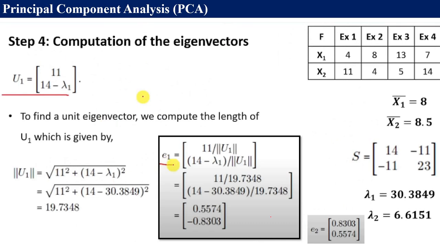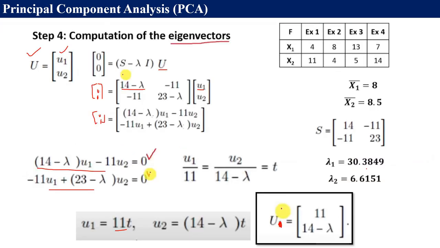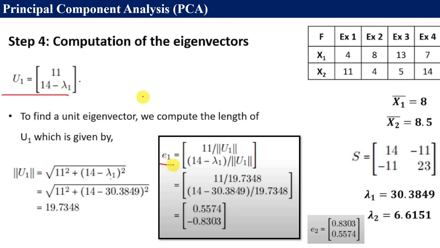After that, once you got this U, divide it by the unit eigenvector norm. So how to find the unit eigenvector? 11 squared plus (14 minus lambda 1) squared. Here we are considering lambda 1 is equal to 30.38. So 14 minus that value gives the particular value of 14 minus lambda. Find the norm for lambda 1 and divide 11 by that value, then divide 14 minus lambda 1 by that value as well. So we get the first eigenvector E1.